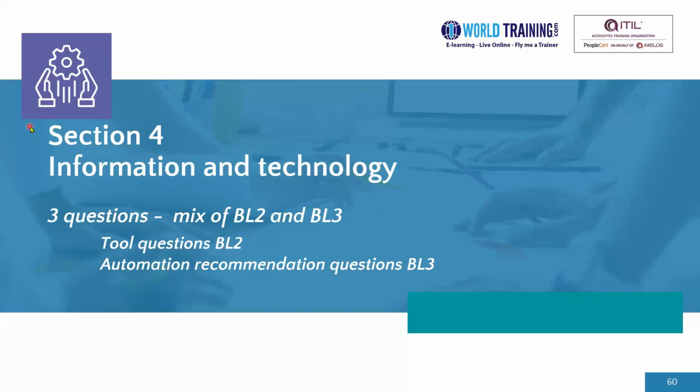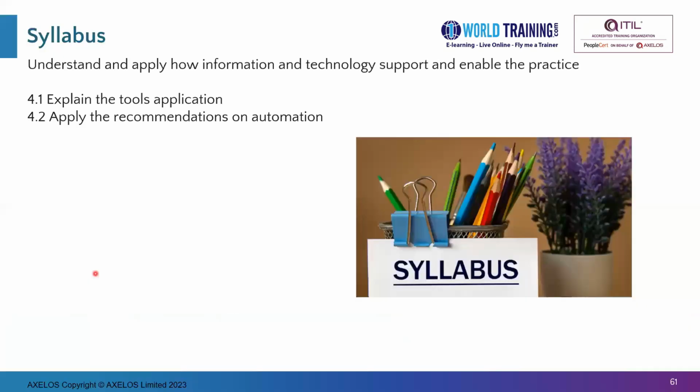We are now in section 4, the information and technology dimension of this practice. In the exam, there will be 3 questions from this topic. There would be a mix of Bloom's level 2 and level 3 questions. The automation or the tool questions will be from Bloom level 2, and the automation recommendation will be the application of the recommendations. So the exam syllabus is mainly to understand the functionalities of the various tools and the recommendations for automation.